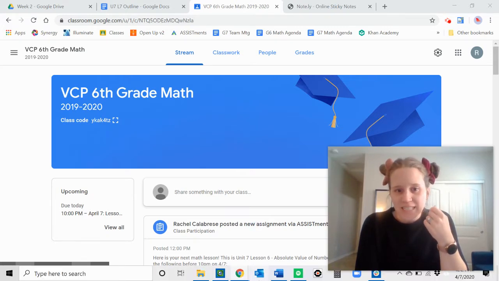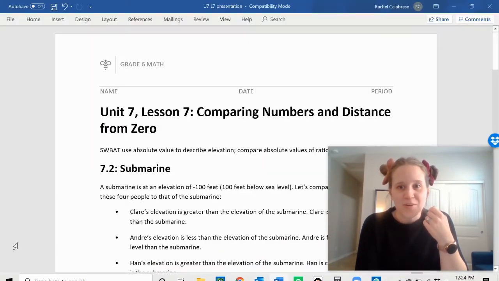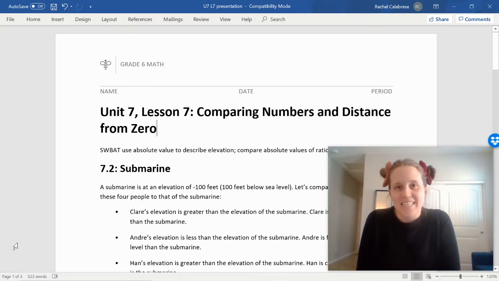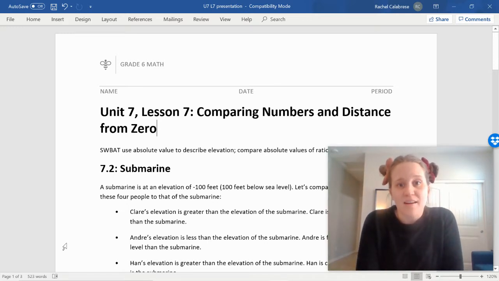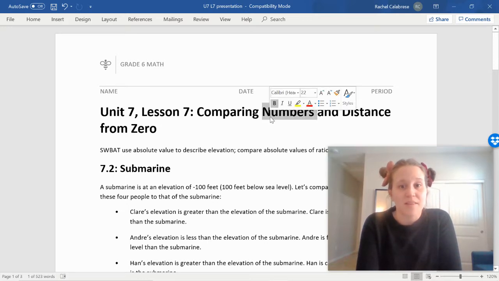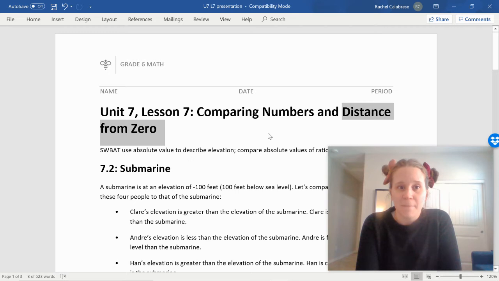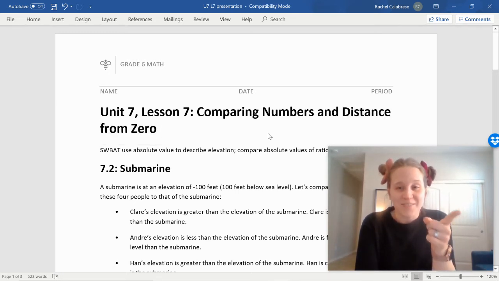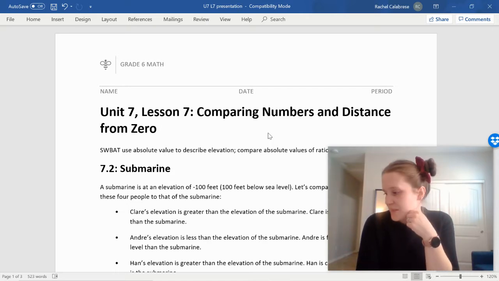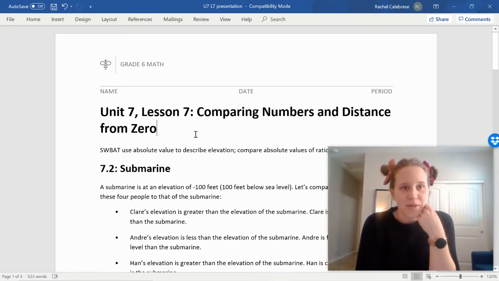All right, folks, we're going to get started. Make sure, as always, you have your notes ready to go. Today is lesson 7. We are going to compare numbers and distance from 0. So we're going to compare the value of numbers and the distance from 0 of numbers. Do you remember what we call the distance from 0? You learned it yesterday. Yep, the absolute value. So let's go ahead and set up our notes.